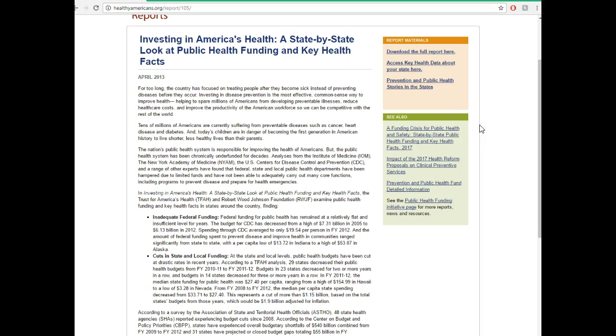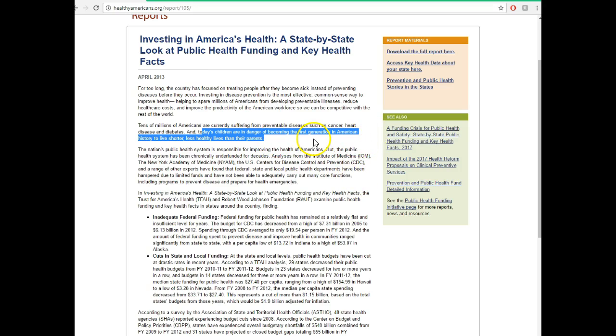That's an interesting term. For too long, the country has focused on treating people after they become sick instead of preventing diseases before they occur. Investing in disease prevention is the most effective, common-sense way to improve health, helping to spare millions of Americans from developing preventable illnesses, reducing healthcare costs, and improving the productivity of the American workforce so we can be competitive with the rest of the world. Tens of millions of Americans are currently suffering from preventable diseases such as cancer, heart disease, and diabetes. And today's children are in danger of becoming the first generation in American history to live shorter, less healthy lives than their parents. That's actually really quite fascinating.